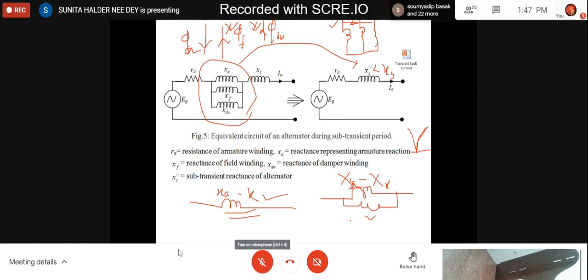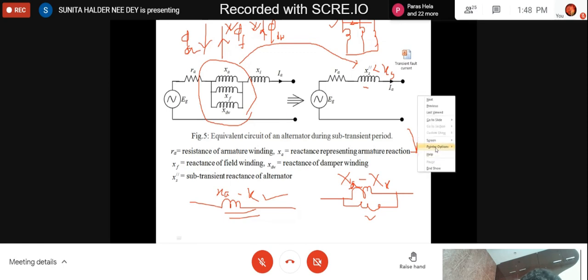But why am I explaining all these things right now? To make you understand that here XS dash, the reactance offered by the synchronous generator during the subtransient period, will be far lesser than during the normal operating period. What is the meaning of XS dash being lesser? XS dash being lesser means the equivalent circuit is offering higher current in that way. Understood or not?